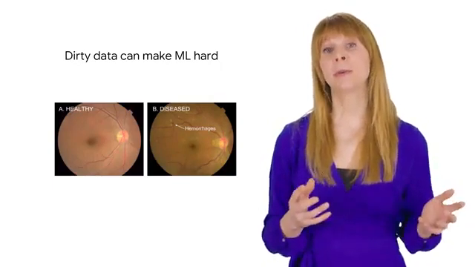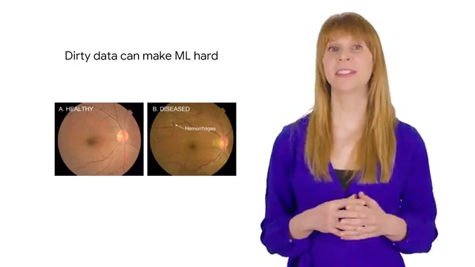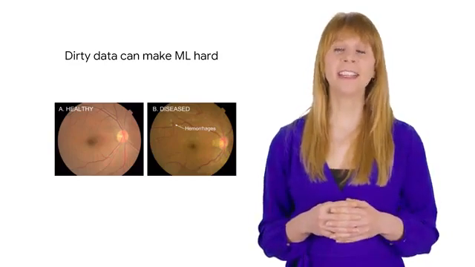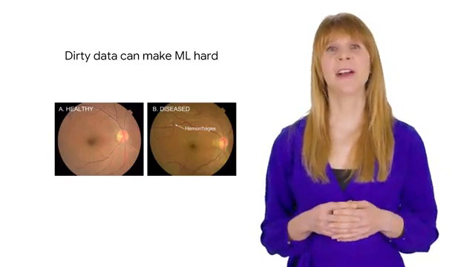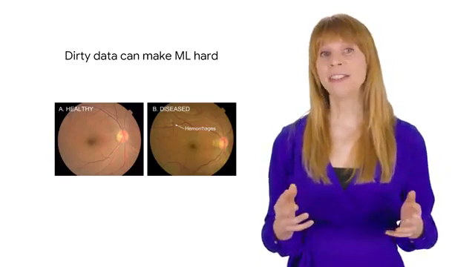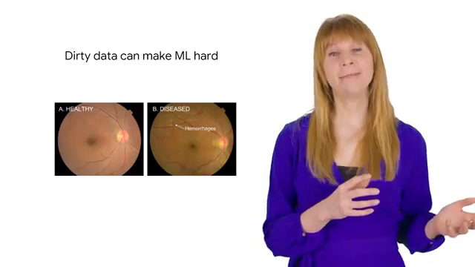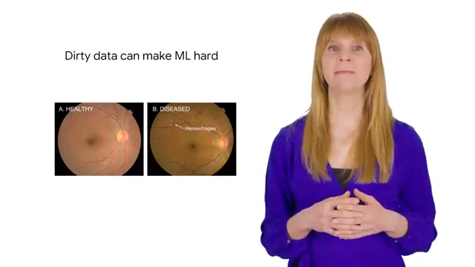Maybe the image was blurry, or maybe there was a speck of dirt on the lens when the picture was taken. The wrong labels on such images will cause data cleanliness issues. Dirty data can make machine learning hard. The more wrong data you have, the more correct data you will need to provide to counterbalance so that the ML model doesn't learn the wrong thing.